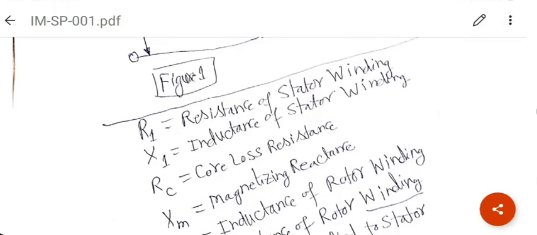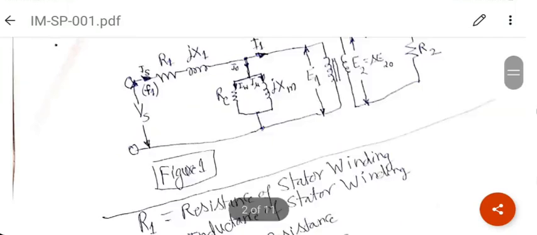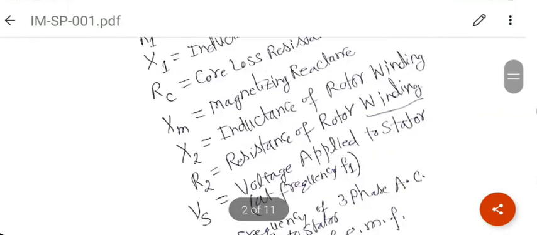Anyway, first the explanation for various symbols. I have already gone through it. R1 is resistance of stator winding, X1 is inductance of stator winding, RC is core loss resistance on the stator side, XM is magnetizing reactance on the stator side. Stator is the primary side, rotor is the secondary side. X2, actually X2 is not inductance, it is the inductive reactance of rotor winding. There's a mistake here, I'll correct it. R2 is resistance of the rotor winding, no issue with that.